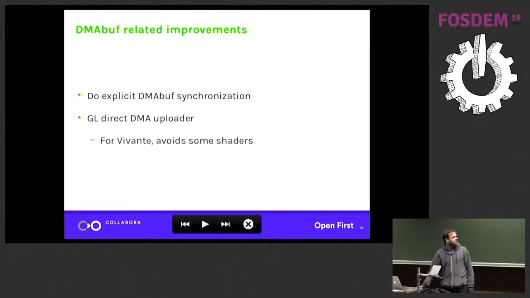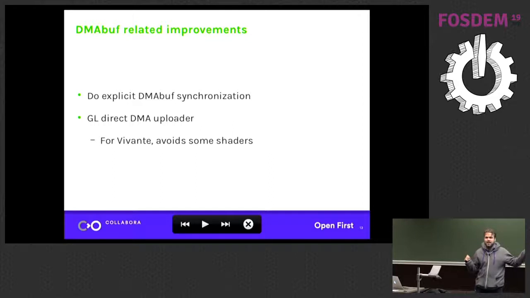And we have a direct GL DMABuf uploader. Traditionally, when you would import a YUV image, you would have to use a shader to convert it to RGB to be able to put it on the display. But some hardware, in particular Vivante in the i.MX8, can actually take the YUV and display it directly, entirely in the hardware. So there's a direct uploader now that bypasses the shader that does the conversion.